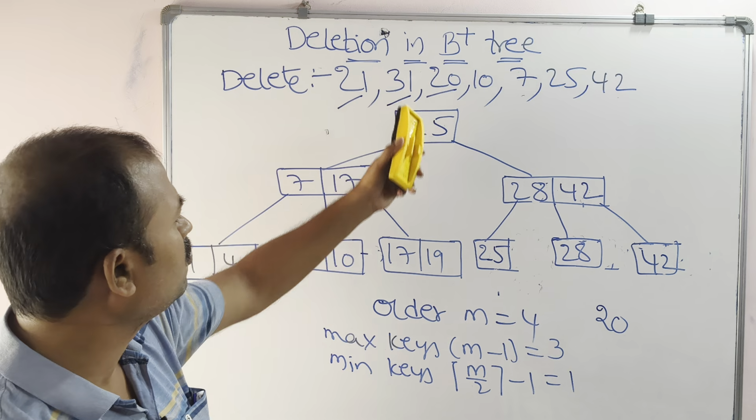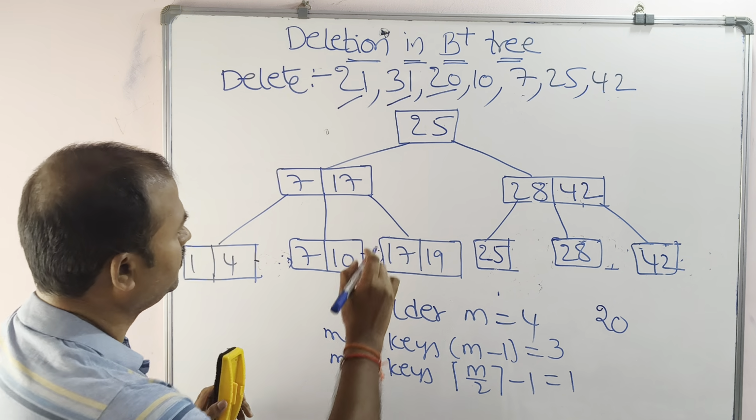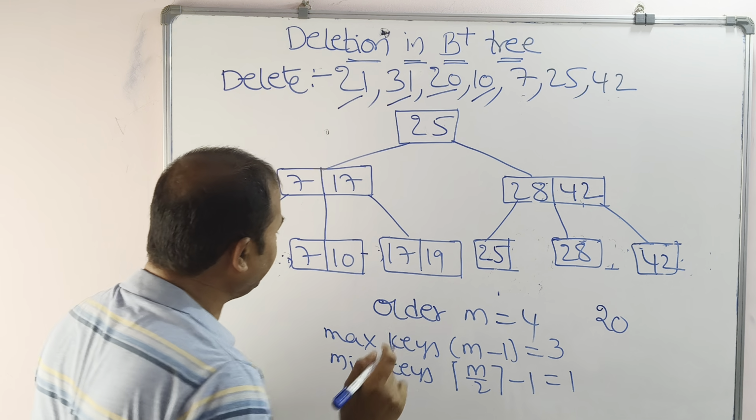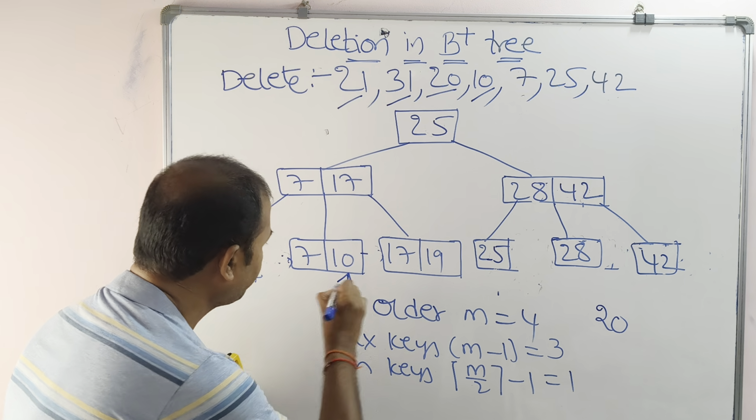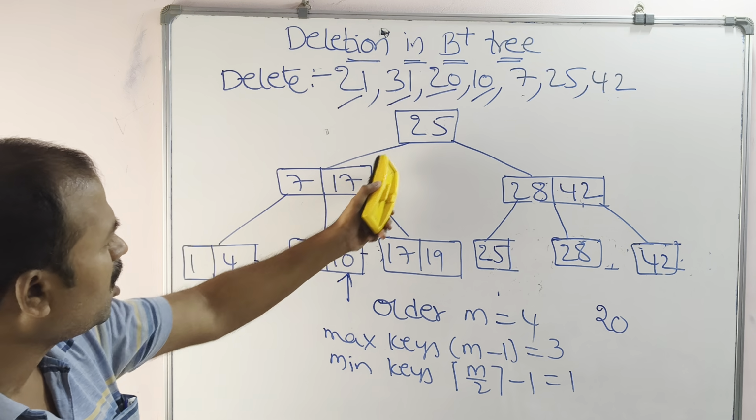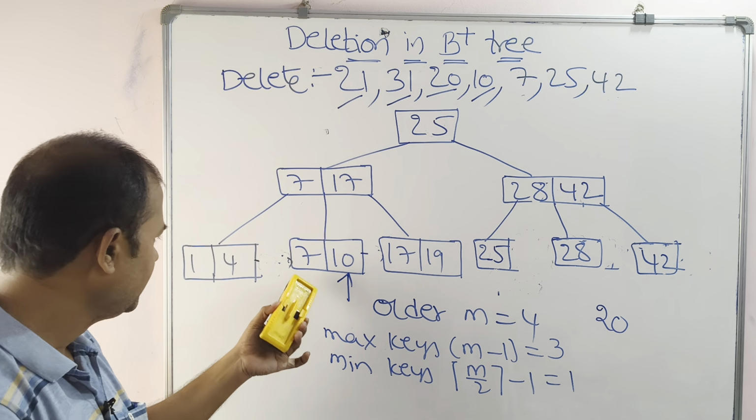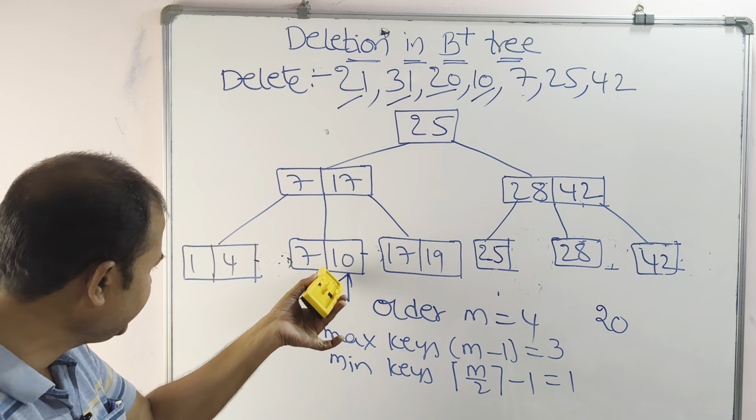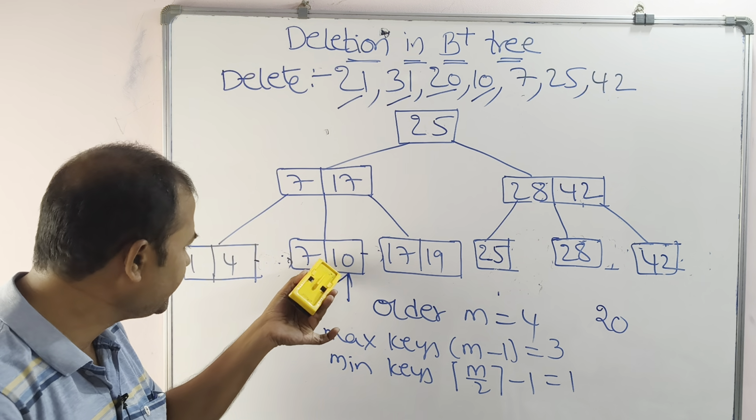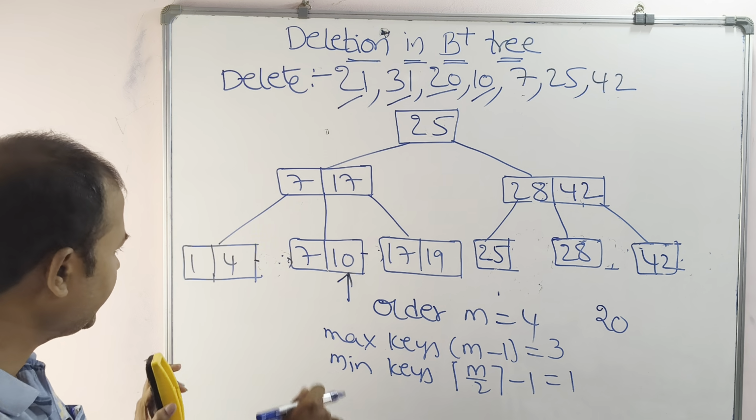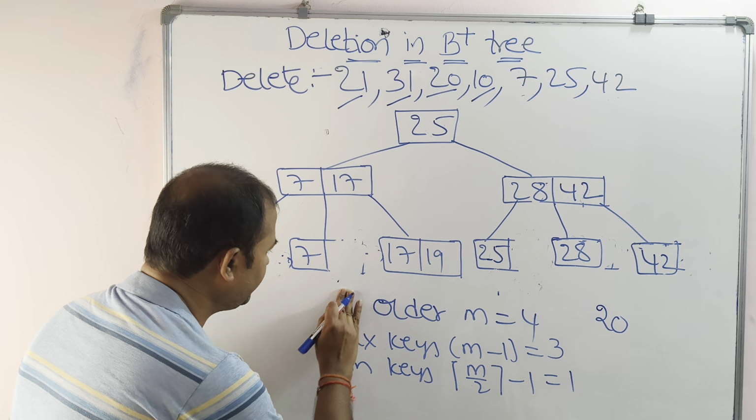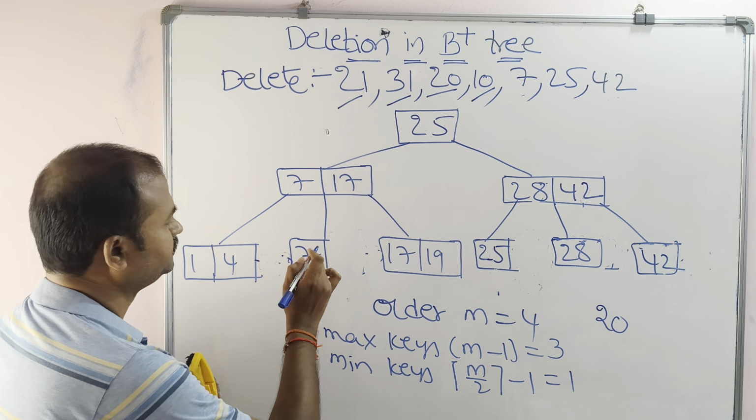So this is the final output after deleting 20. Now let us remove 10. So find the location of the 10. Here we have 10 and 10 is not present in the internal node. Let us count the number of keys in this node. This leaf node is containing more than minimum number of keys. So directly we can remove it. So directly remove 10. There is no problem.